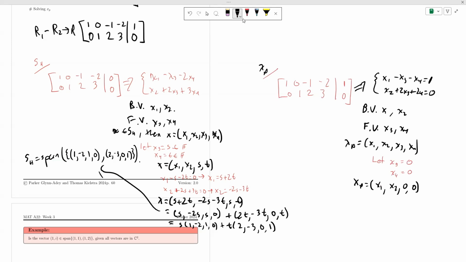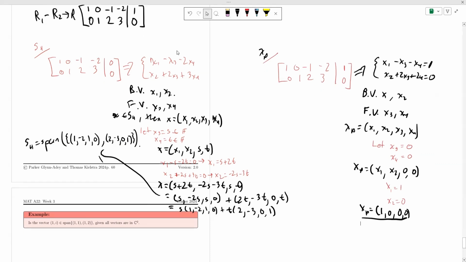And what's really nice is now when we read off our equations, our first one tells us that x1 equals 1. Our second one tells us x2 equals 0. And we directly get our xp vector straight from our equations. Super easy to read off if we let the free variables be 0, and we get our particular vector.